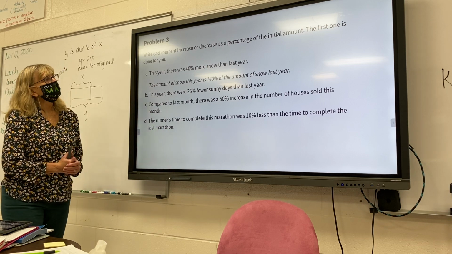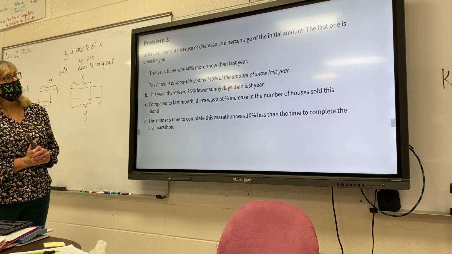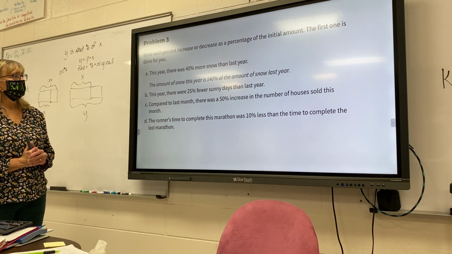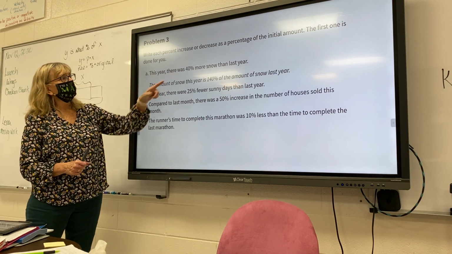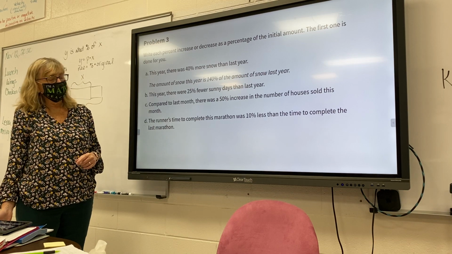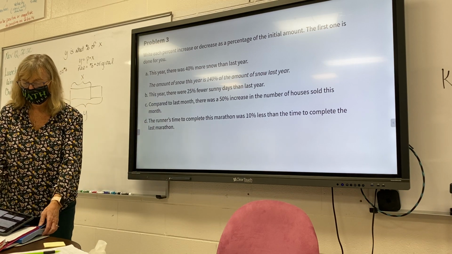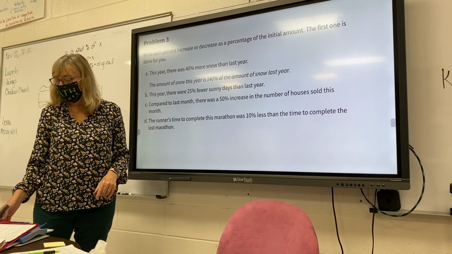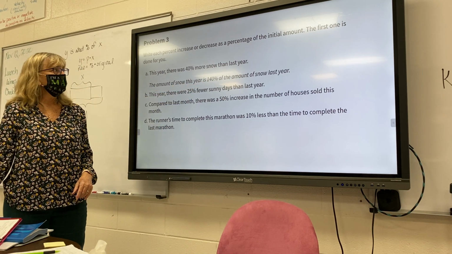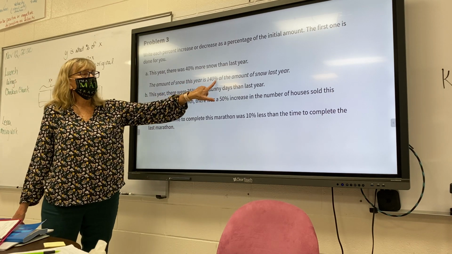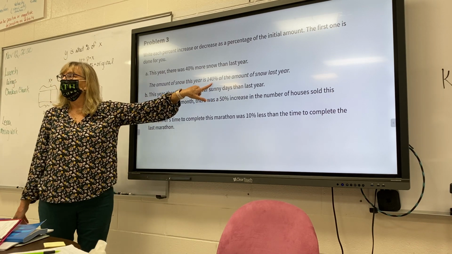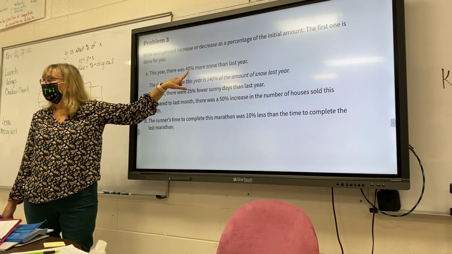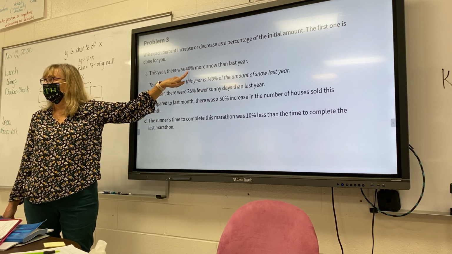Write each percent increase or decrease as a percentage of the original amount. The first one is done for you. So this year there was 40% more snow than last year. And they said the amount of snow this year is 140% of the amount of snow last year. Why is it 140%? We added 40%, and remember the original is always what percent?